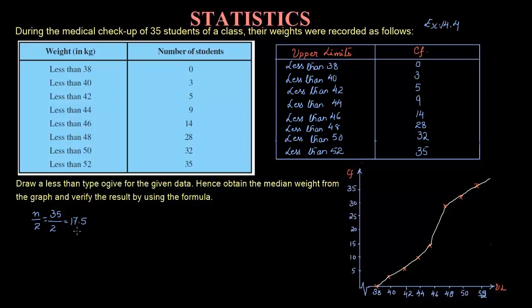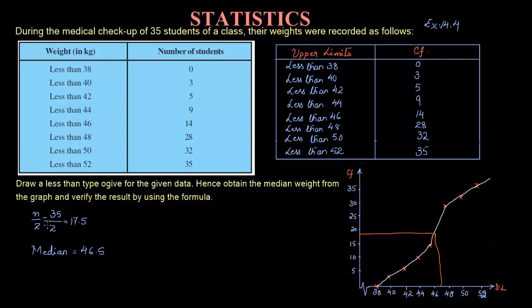So what is this? 17.5, it is n by 2. So let us just mark n by 2. Then if you draw a perpendicular line, then you are going to get somewhere here. So what is the median you have got? You have got the median from the graph, 46.5. So this is the way to find the median from the less than type ogive.